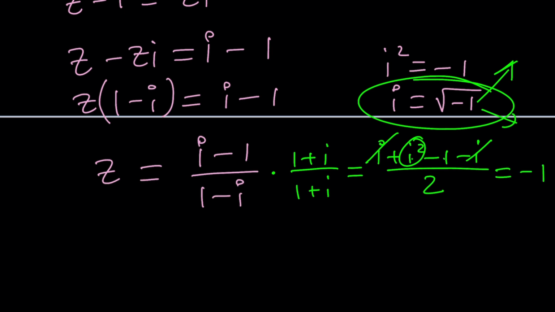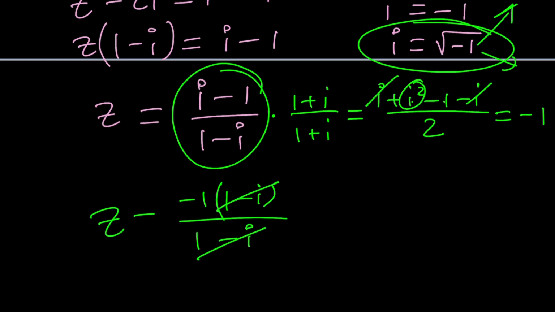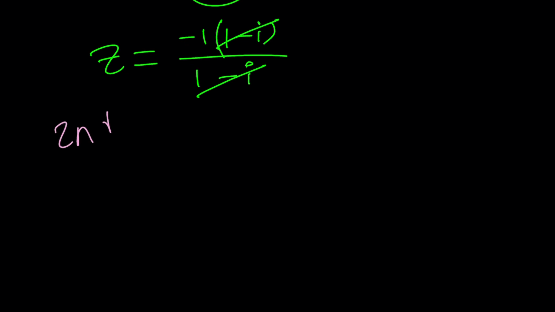Come on, you don't need to do that. Look at this. 1 minus i and i minus 1 are opposites. In other words, i minus 1 is negative 1 times 1 minus i, isn't it? So 1 minus i cancel out, and we end up with z equals negative 1. Are you serious? z is negative 1 in this equation? Yes, it is.